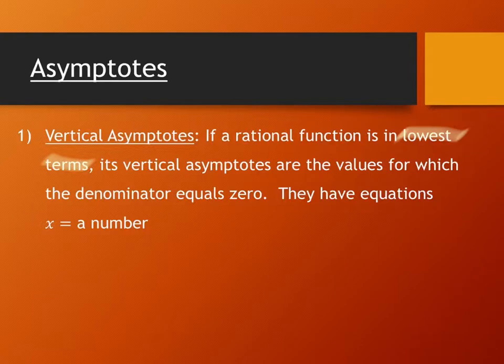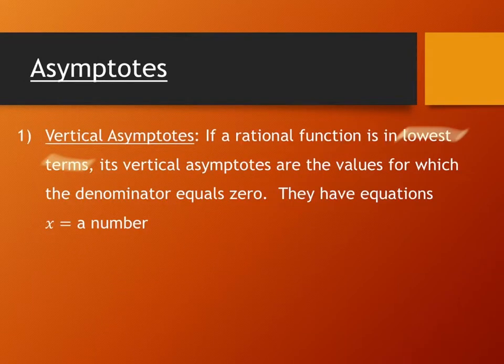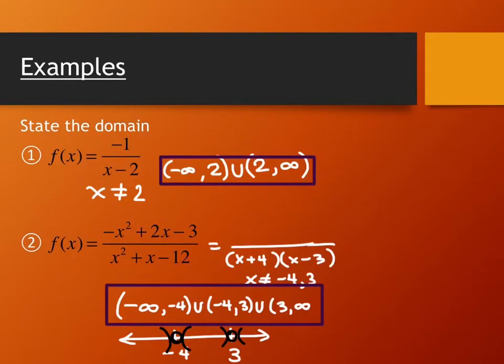So let's go back to those two problems we had before, and we're going to find their vertical asymptotes. But they have to be in lowest terms, so we have to double check that on each one. On the first one, is it in lowest terms? Yes. And I know because there's just a constant 1 on the top, right? It's a -1, but still, it's simplified. There's no way to factor this and reduce anything. So we're good to go.